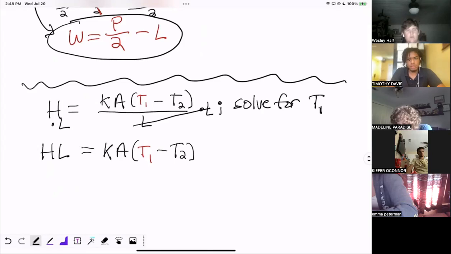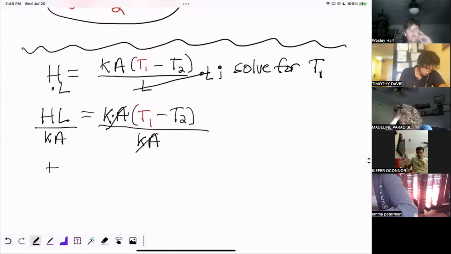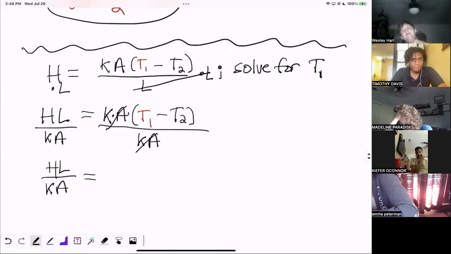Now what do I do? Well, I still can't get to my P1 because I'm multiplying by kA. That means I need to get rid of my kA. How do I get rid of my kA? I can do it all one time because we're both being multiplied. So I can divide by little k, capital A, divide by little k, capital A. They will cancel, and I'm left with HL over little k, capital A is equal to, now I don't need my parentheses because I got it by itself.